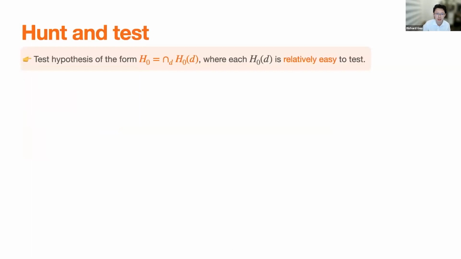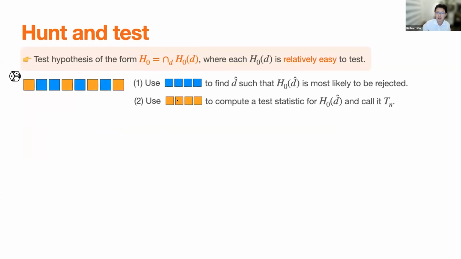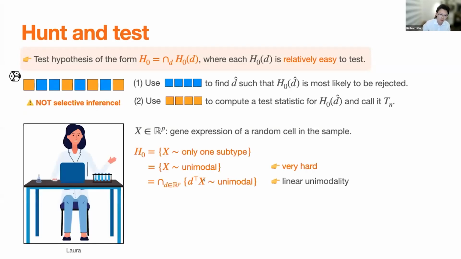And let me just get back to the fictional character story. So Laura's example is a hunt and test for what I call the conjunction hypothesis, basically a hypothesis written as a conjunction of simpler hypotheses. What it can do is split your data, use half of them to find the direction and use the other half to test a hypothesis along the direction. In Laura's case, these simpler hypotheses are unimodality posed on linear projections of the data.